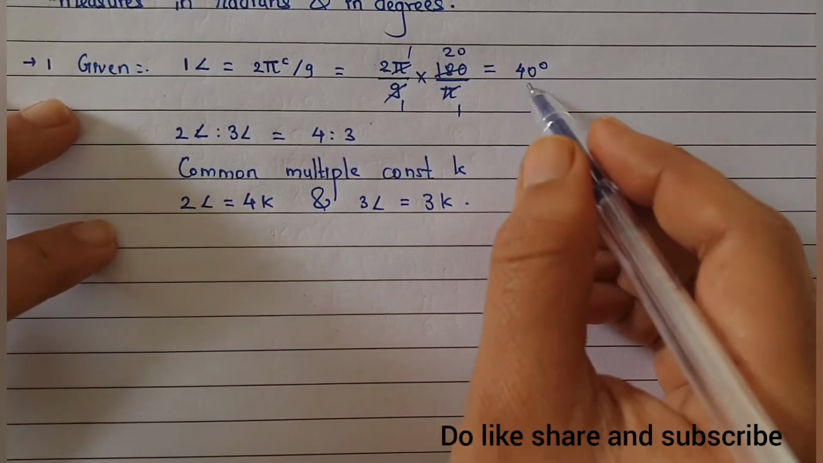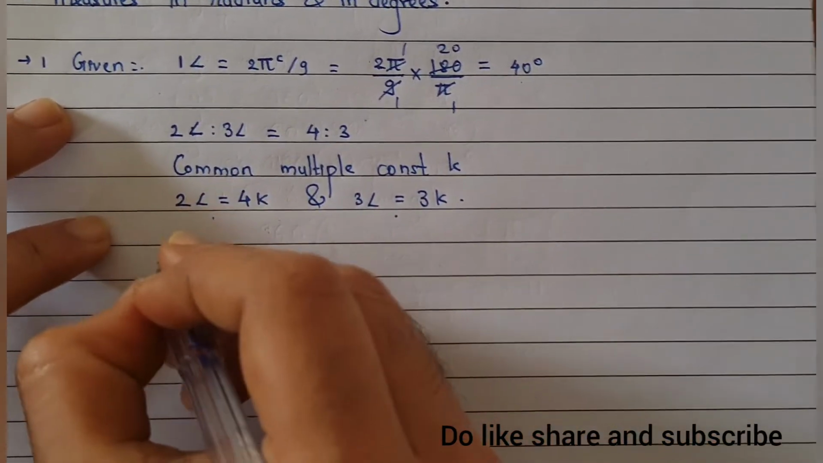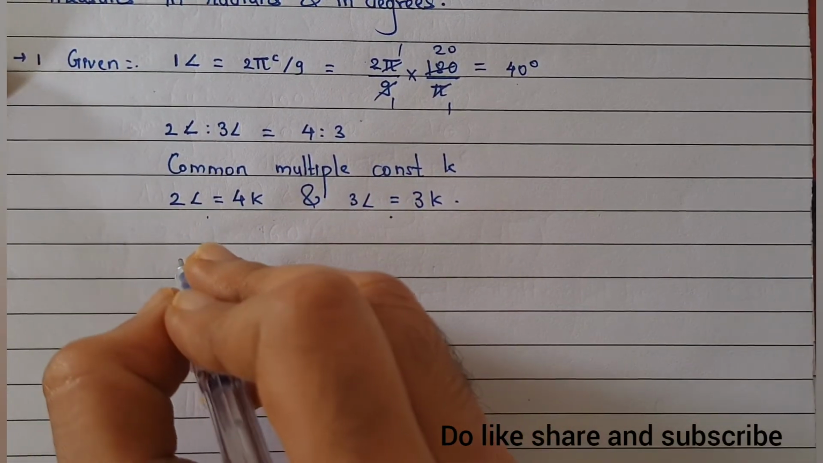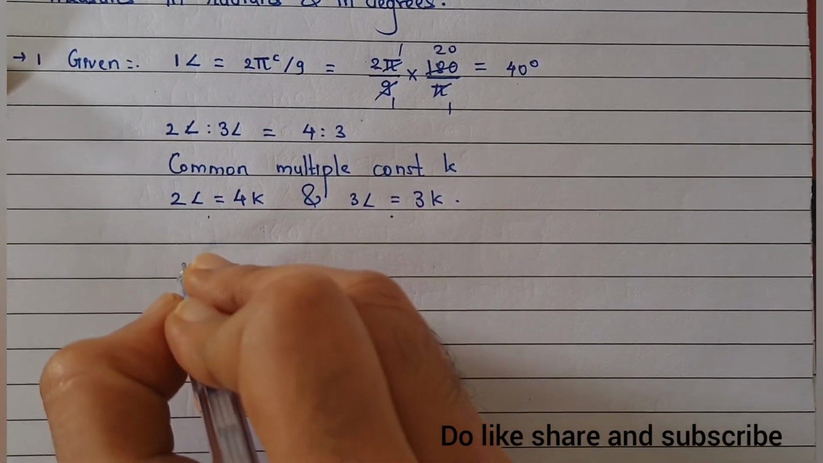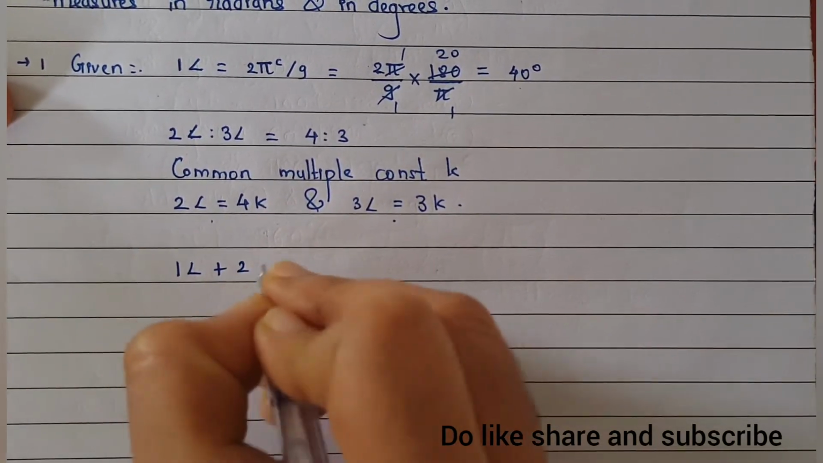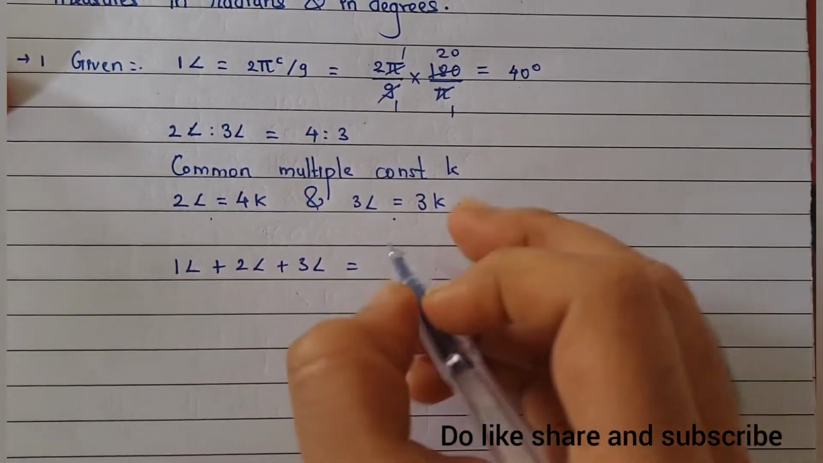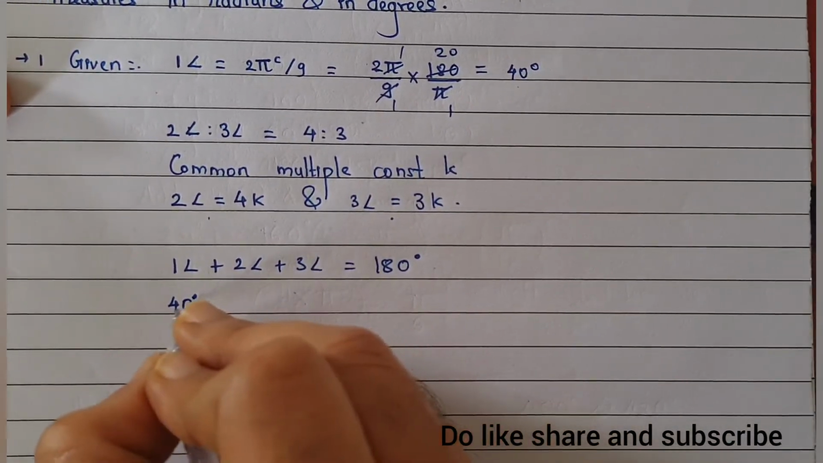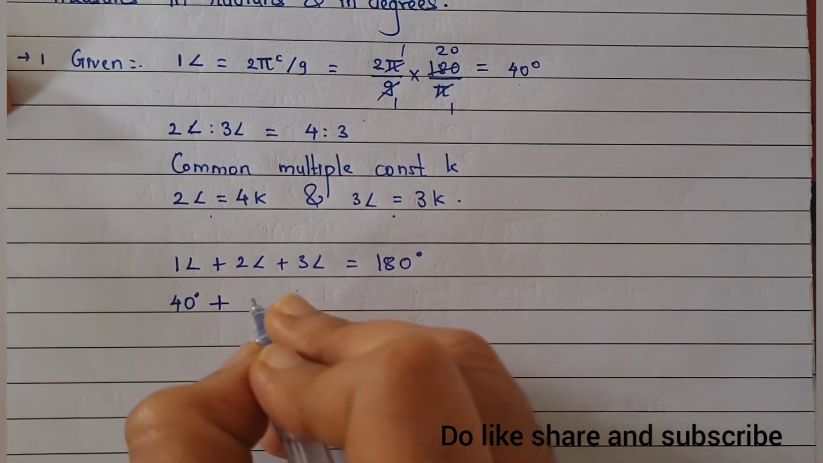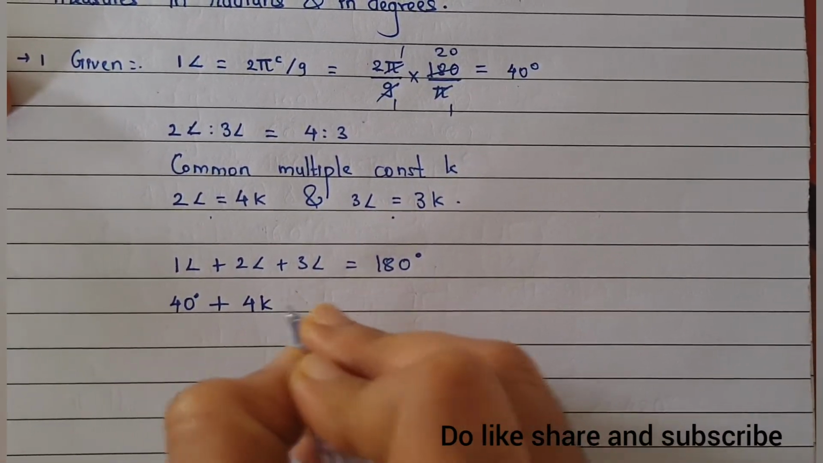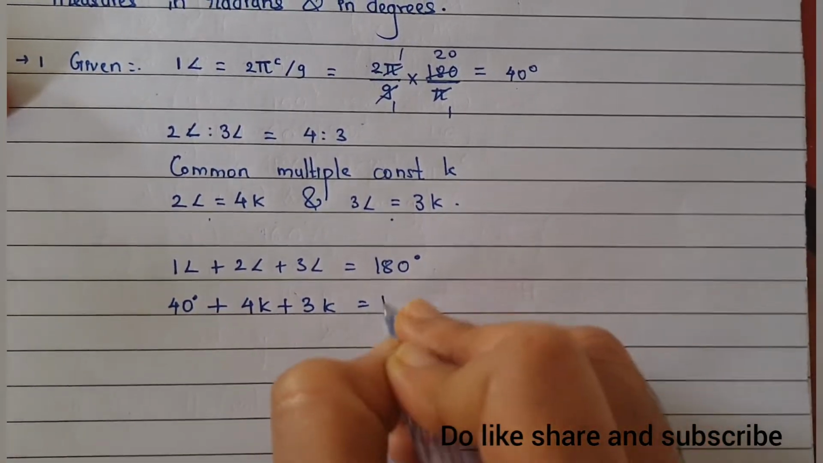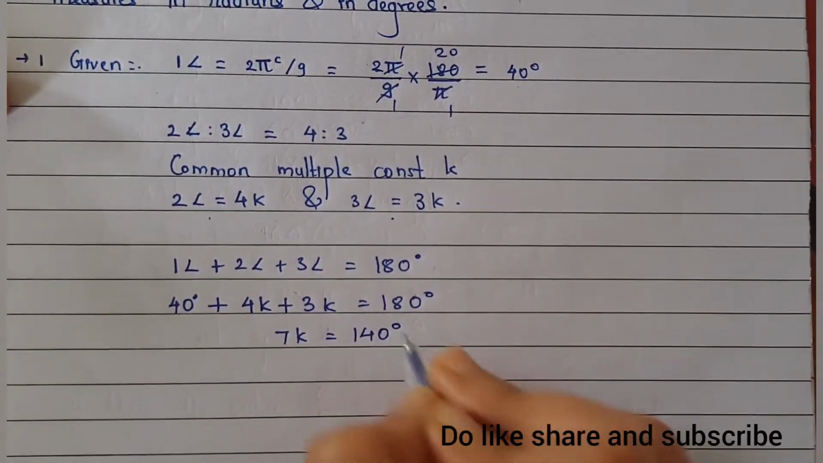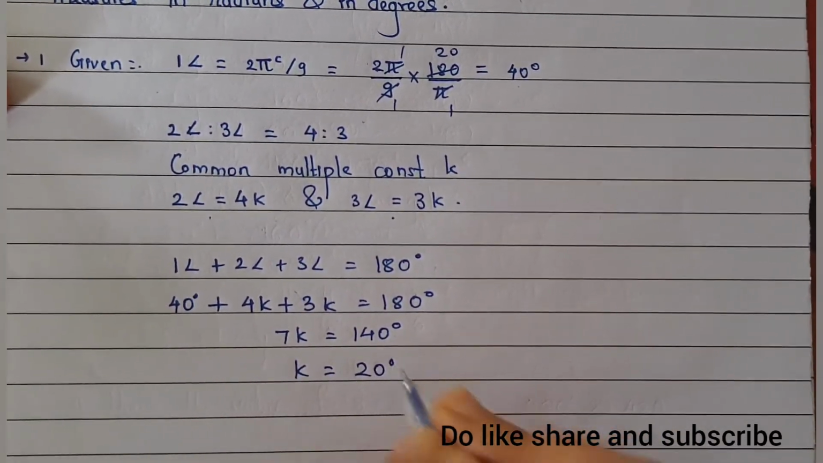Now we have three angles: first angle, second angle and third angle. So we know that in a triangle the sum of interior angles is equal to 180 degrees. So let us write that first angle plus second angle plus third angle is equal to 180 degrees. Substitute the values. We have 40 degrees as the first angle value, and the second and third angle values are 4k and 3k respectively. So we get 7k is equal to 140 degrees. So k is equal to 20 degrees.